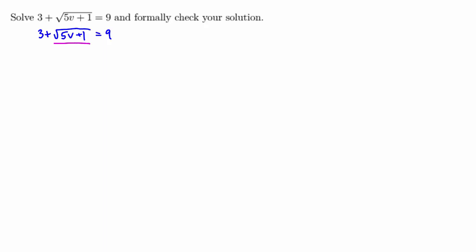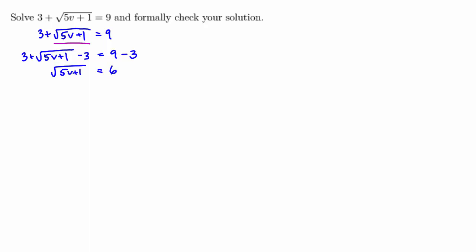To do that, I'm going to subtract 3 from each side. So I'll have 3 plus the square root of 5v plus 1. I'll subtract 3 from that side, and then on the right side I have 9, and I'll subtract 3 from that side as well. This will leave me with the square root of 5v plus 1 on the left, and it will leave me with 6 on the right.